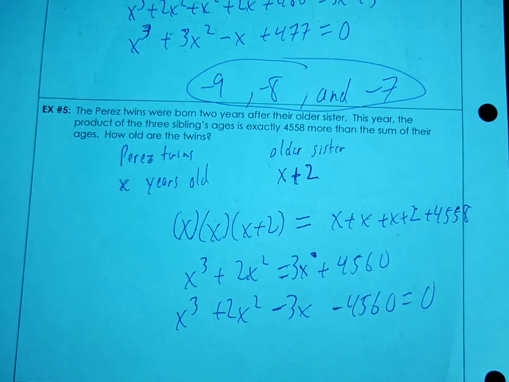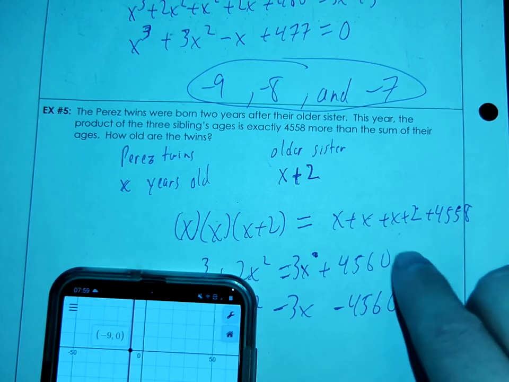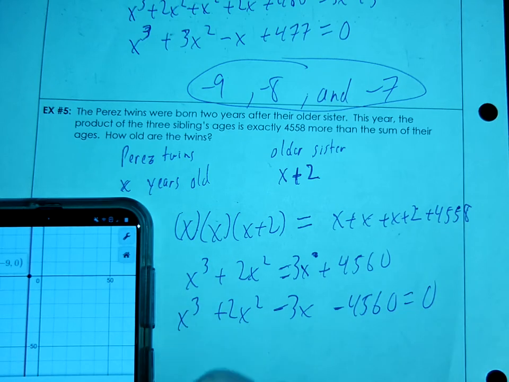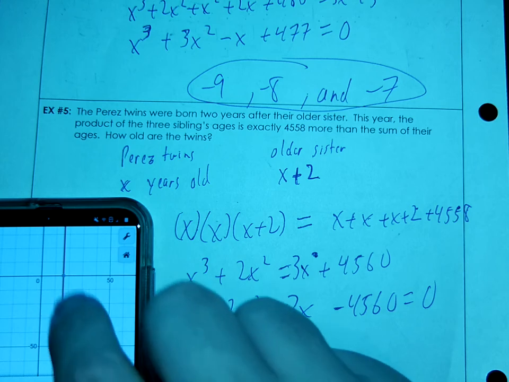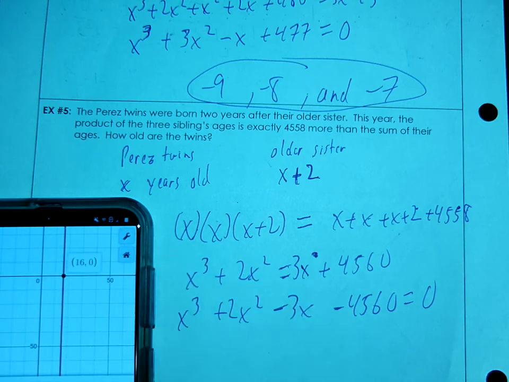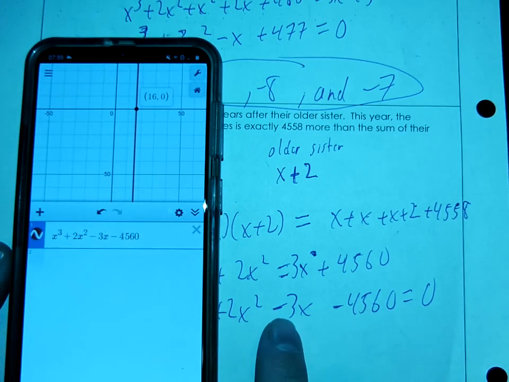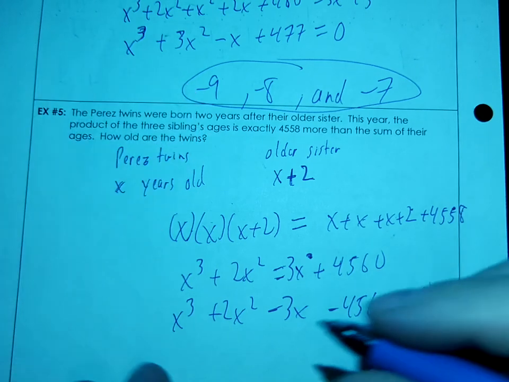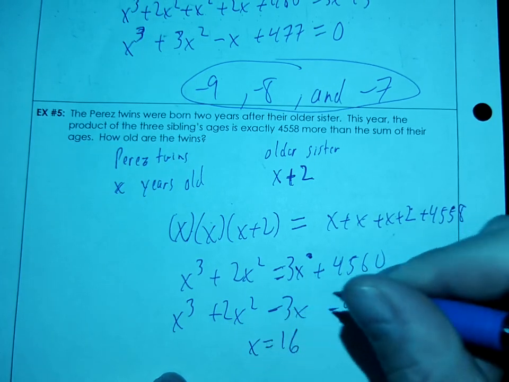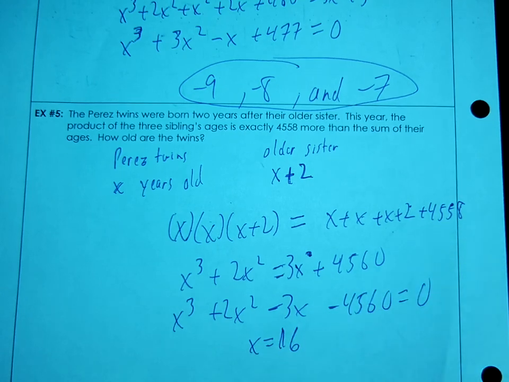And then we can use a calculator to assist us here in finding the actual real 0. Because that's all we really care about is the real 0. So I'll change that 3X squared into a 2X squared, change that minus X into a minus 3X, and the 477 I used here will be a minus 4560. And you can see here there's a number right there, 16. Oh, you can't see what I typed in. That's what I typed in. I just typed in this again in the Desmos. 16. So X is 16. So it seems to me like the twins are 16 and the sister is 18.